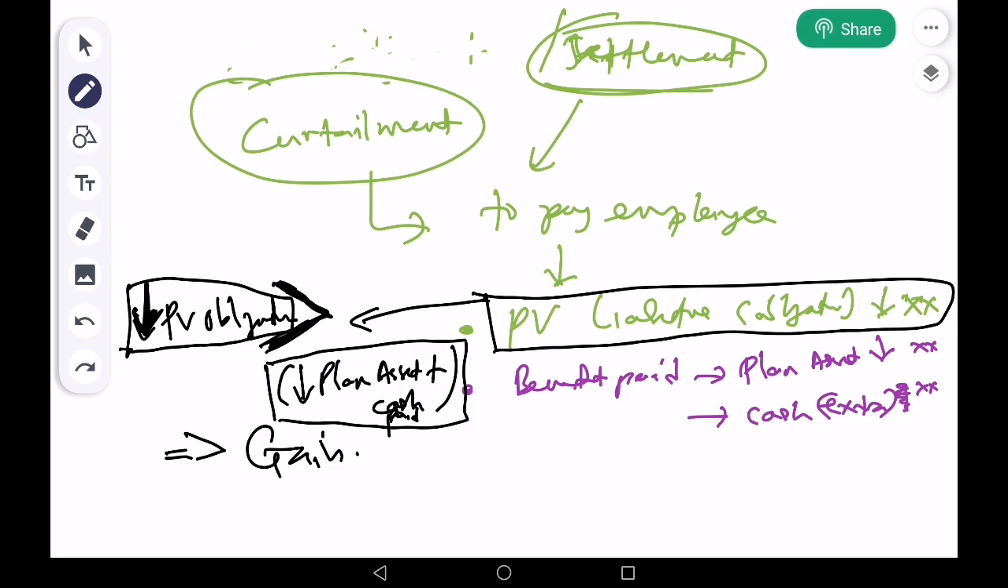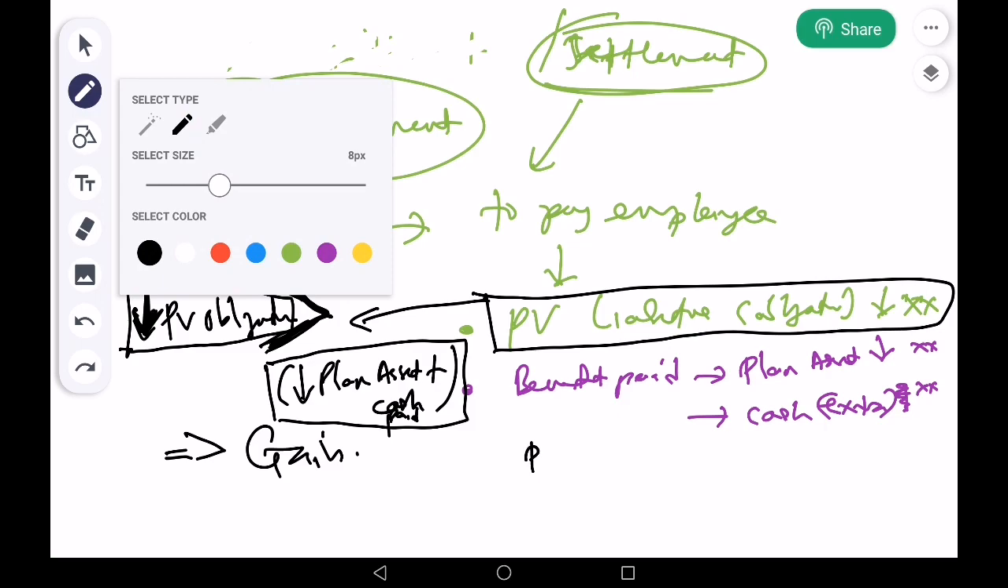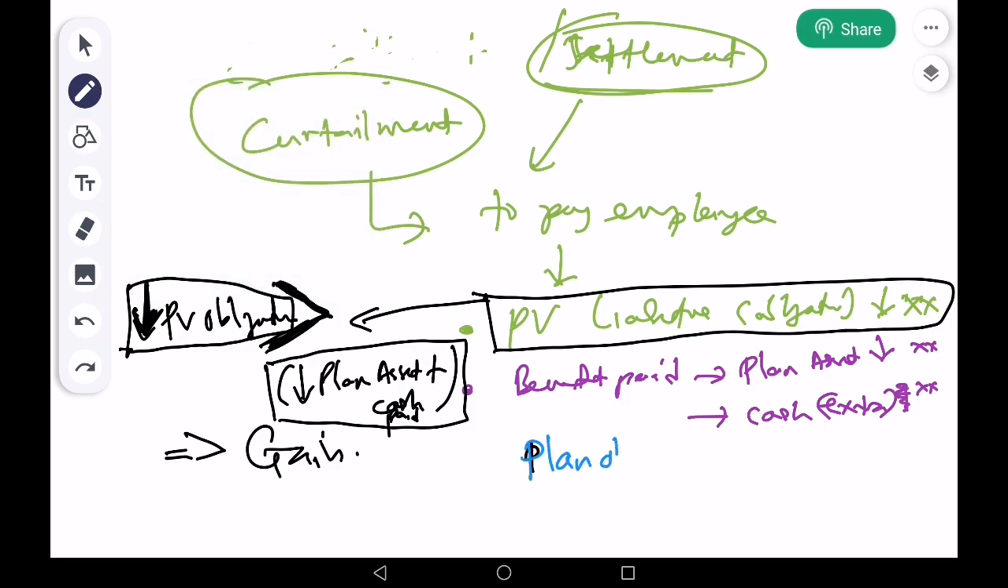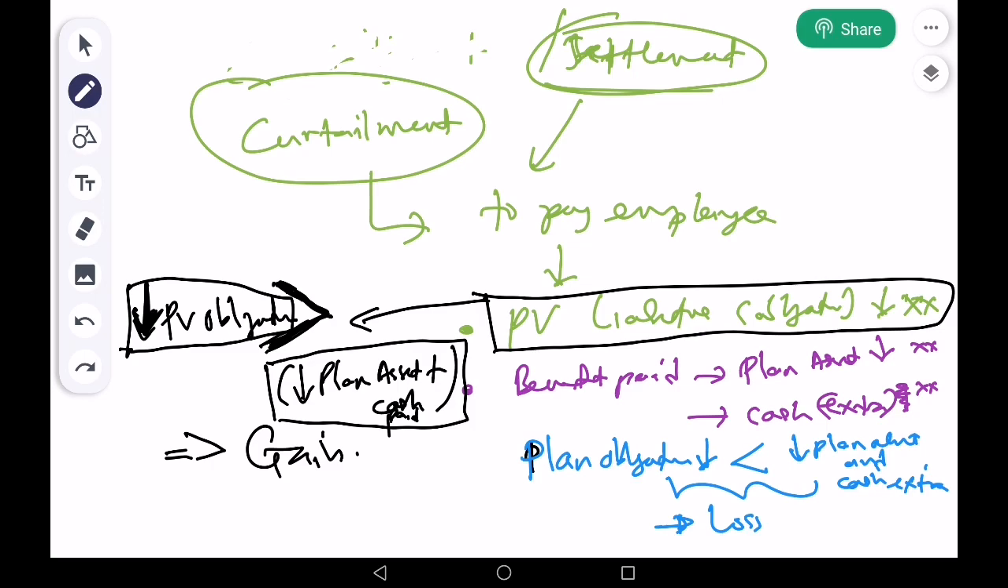So how about loss? It is the same concept here, class. For example, the plan obligation reduces, but not by much, that means more reduction in plan asset and extra cash paid to your employees compared to the reduction in liabilities. So class, at the end, this settlement is called what? Loss. Why loss, class? Because you have to pay your employee extra, but the reduction in obligation is lesser. So you see, the reduction in plan asset plus extra cash that you paid to your employee is bigger than the reduction in your plan obligation. You must recognize it as a loss.